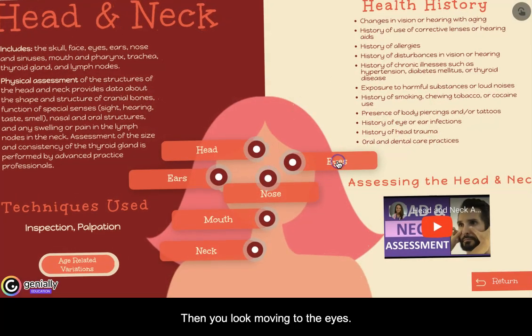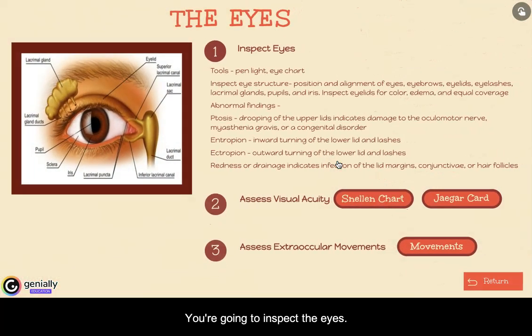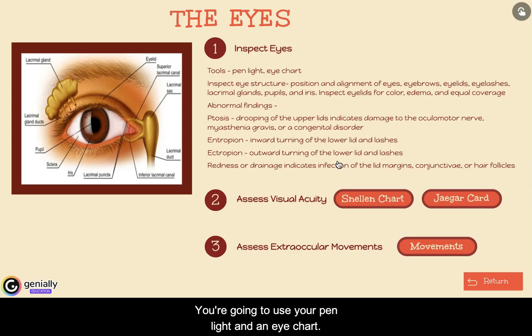Then moving to the eyes. You're going to inspect the eyes. You're going to use your pen light and an eye chart. You're going to inspect the eye structure, position, alignment, eyebrows, eyelids, eyelashes, the lacrimal glands, the pupil, and inspect the eyelids for color and edema. Is there any edema surrounding the eyelids, and is there equal coverage? Is it symmetrical?